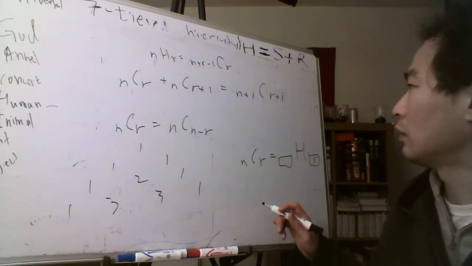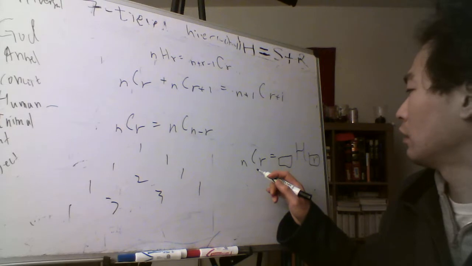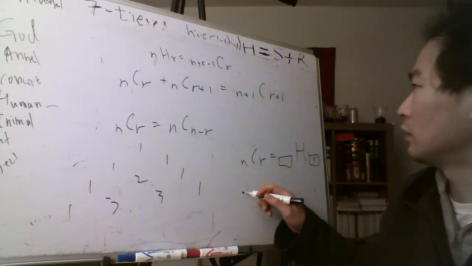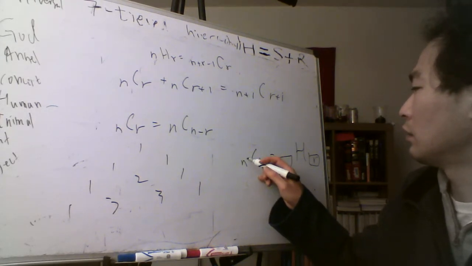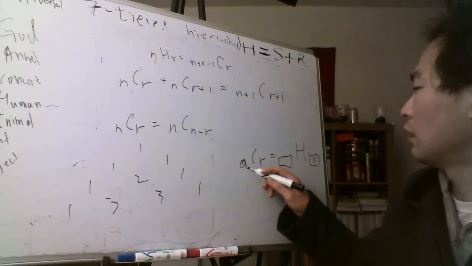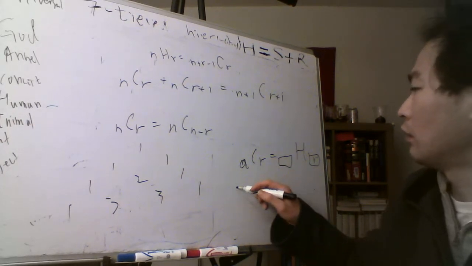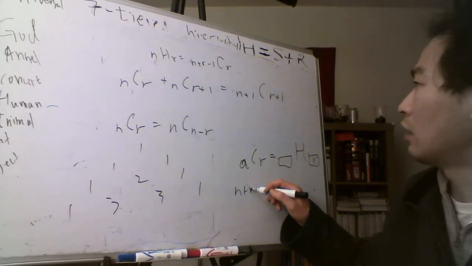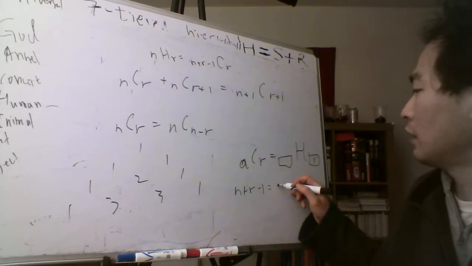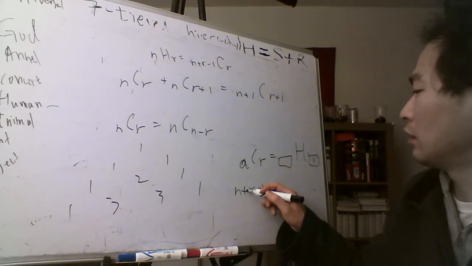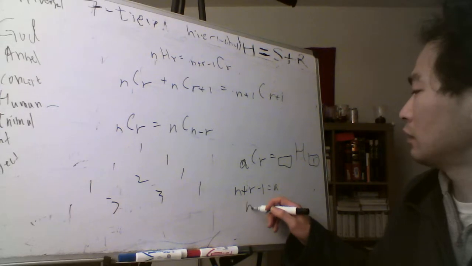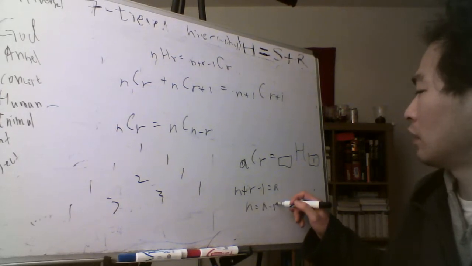And okay, how about this? A, R. We have N plus R minus 1 is equal to A. And then N is equal to A minus R plus 1.